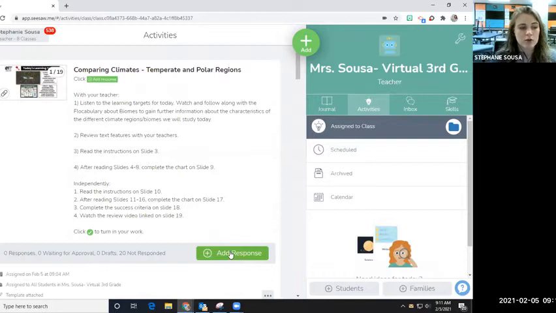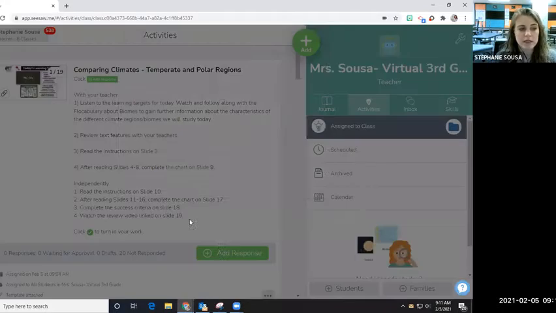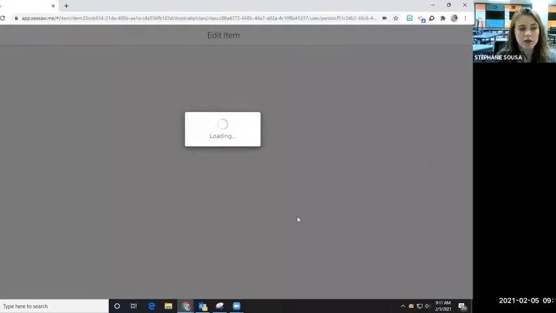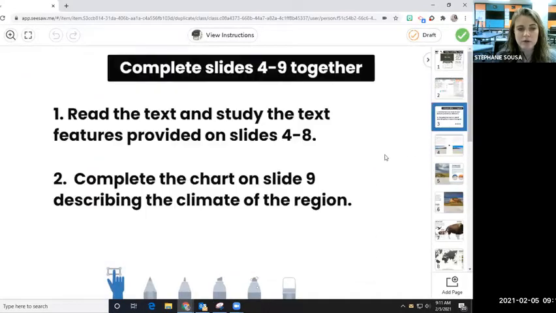We've reviewed our learning target. We've taken a look at the vocabulary. Today, we're going to continue on by looking at slide 3 for the directions. As I shared with you, the directions are the same as yesterday. We're going to read the text and study the text features on slides 4 through 8. Then on slide 9, we're going to complete a chart about the temperate region. Okay?